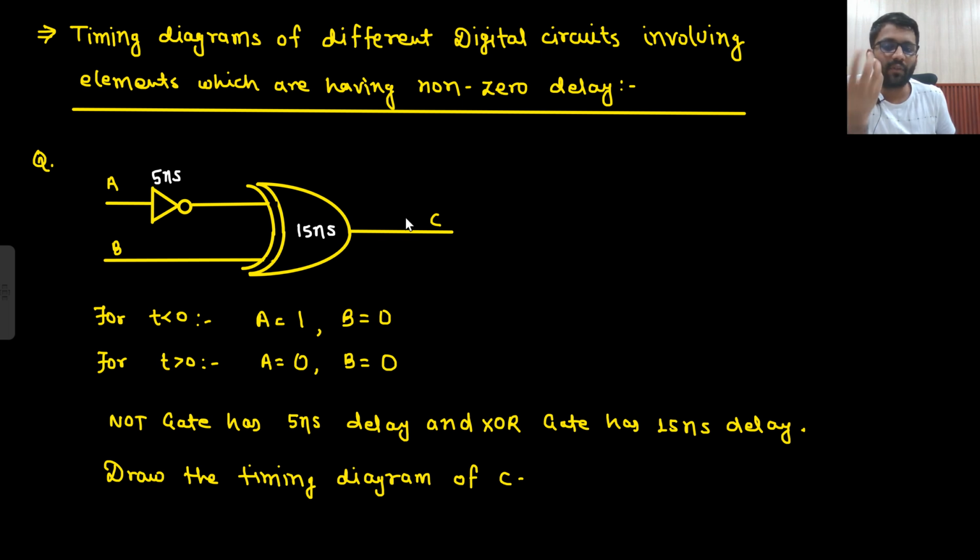So how will C look like? That you need to draw. Okay, so how do you need to solve these kind of problems without making any error? If you want an error-free answer, then this is the method you need to follow.